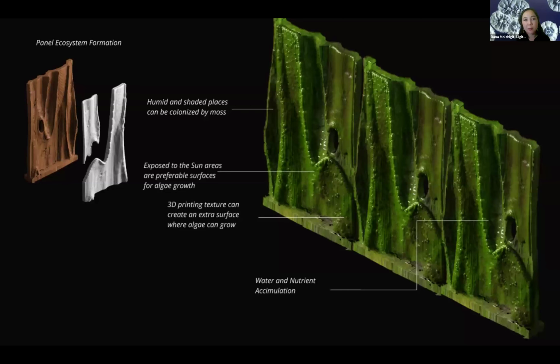So how I did it was I read papers on algae growth, and we know that the model organism is Chlorella vulgaris, a microgreen algae. We know that it likes sun-exposed spaces. It likes 25 to 27 degrees. And we know that humid and shaded places are preferable for moss. We also know that it likes microtextures based on the research that we have done. So those are our parameters.